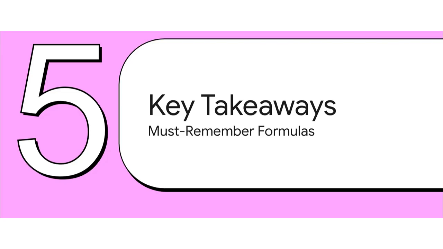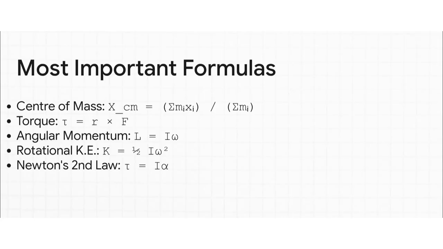Done. All right, let's wrap this up and summarize the entire chapter on one final slide. These are the absolute must-know formulas that you need to have at your fingertips. Okay, let's lock these in. Center of mass, your weighted average position. Torque, the turning force. Angular momentum, the amount of spin an object has. Rotational kinetic energy, the energy it has because it's spinning. And finally, Newton's second law for rotation. Torque causes angular acceleration. Go ahead, take a screenshot of this. This is your ultimate last-minute revision tool.